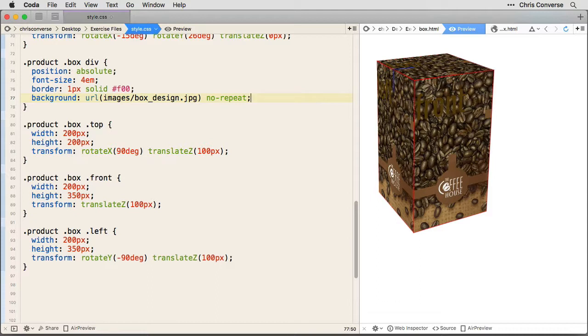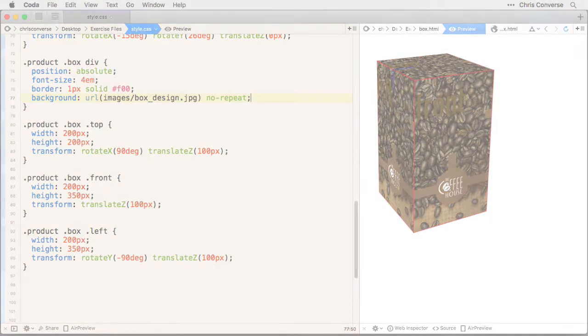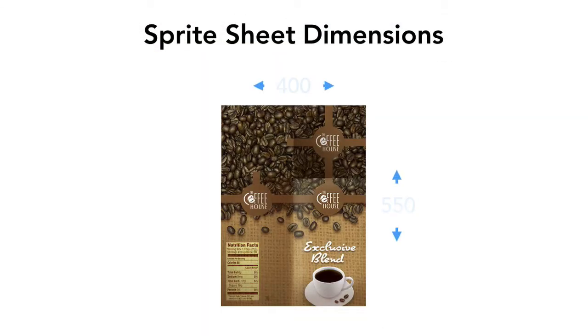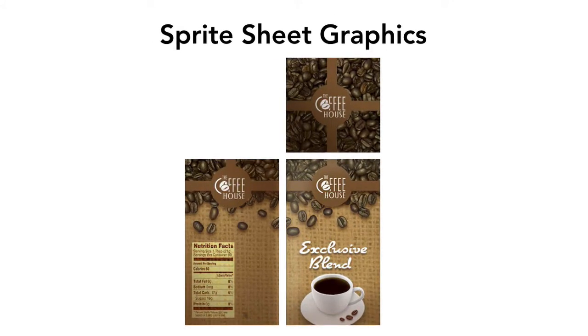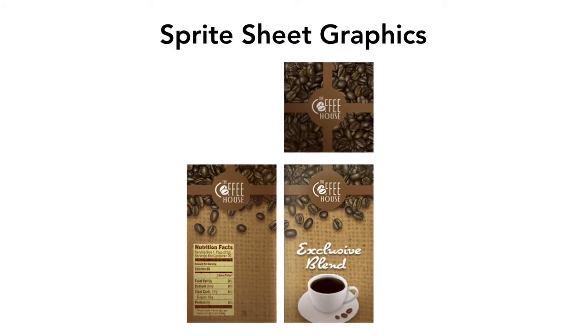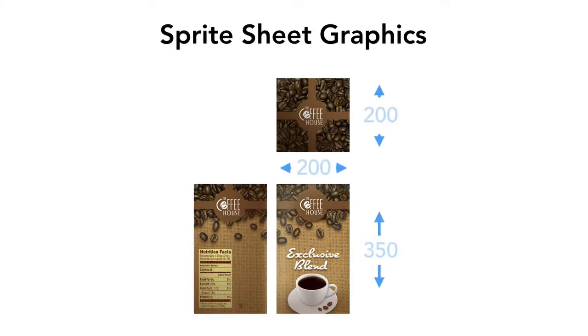And so now that we've assigned the background image, next we need to set the background size. Now the graphic is 400 pixels wide by 550 pixels high. So this is the size that we'll use inside of our CSS. Then we'll reposition the background on each cube face to make use of each individual graphic in the sprite sheet. It's also worth mentioning that the top graphic is 200 pixels wide by 200 pixels high, and the sides are 200 pixels wide by 350 pixels high. And this is where we got the numbers for the dimensions in part 1.